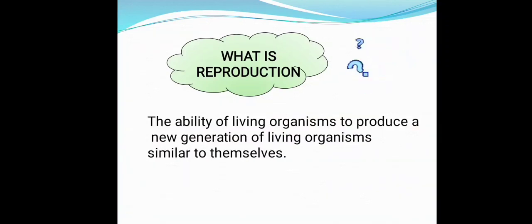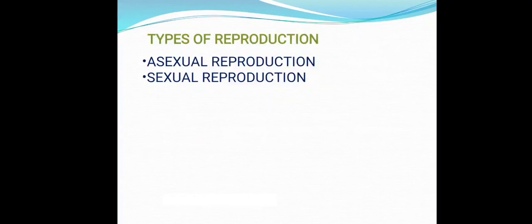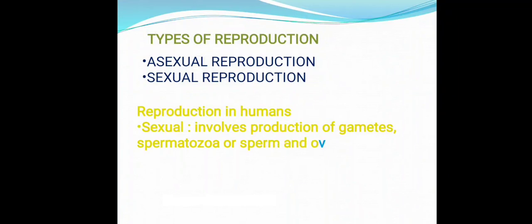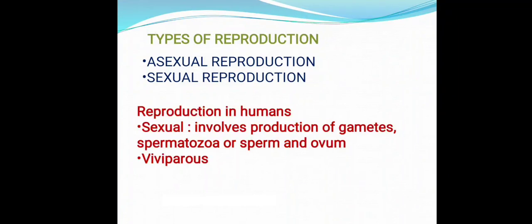In that we had studied different types of reproduction that involve sexual or asexual reproduction. Reproduction in humans is sexual reproduction, which involves the production of gametes, that is spermatozoa or sperm from the male partner and egg or ovum from the female partner, and it is said to be viviparous. It is the direct development of giving birth to young ones after the complete development of the fetus in the womb of the mother.